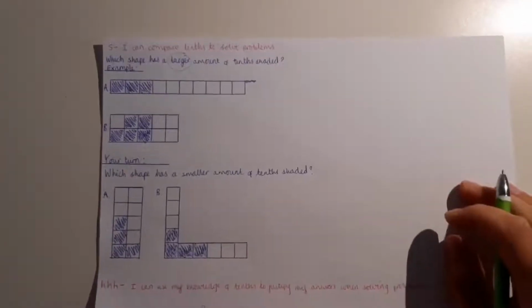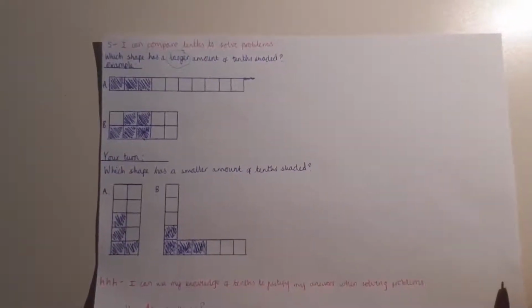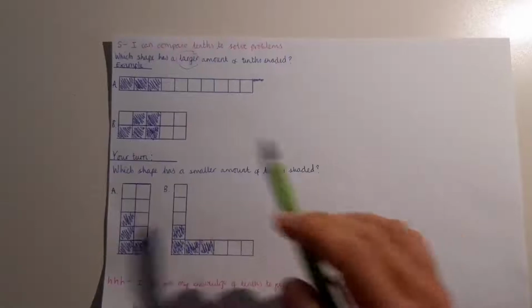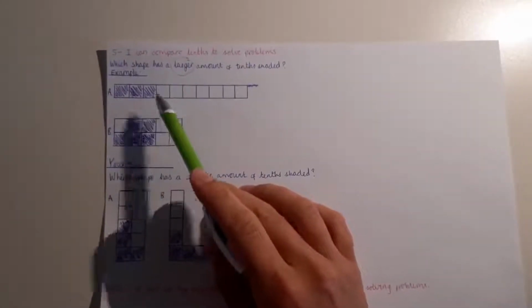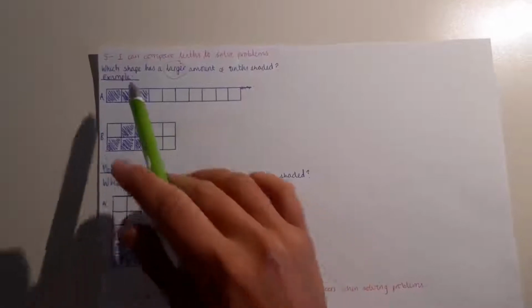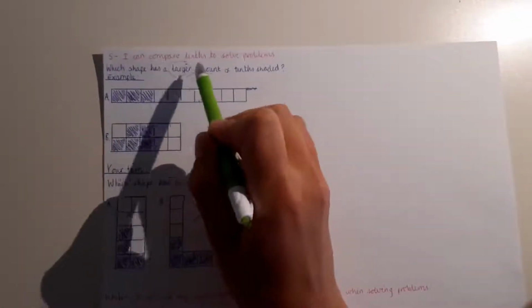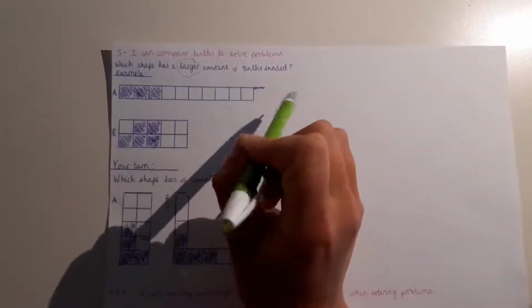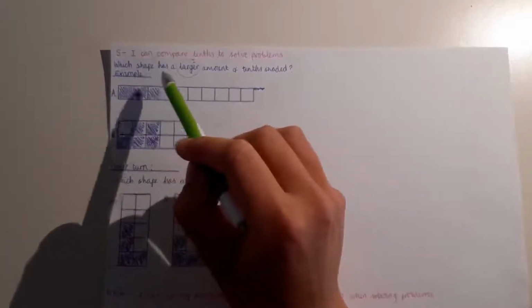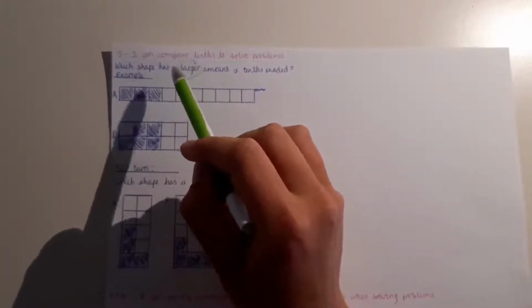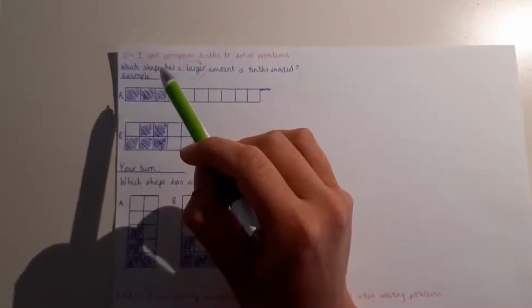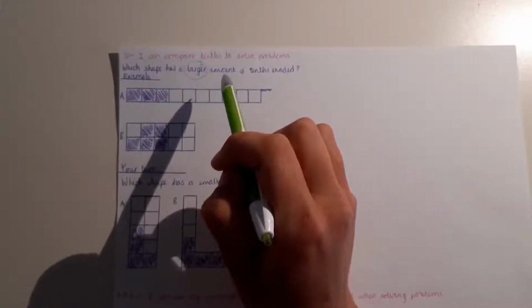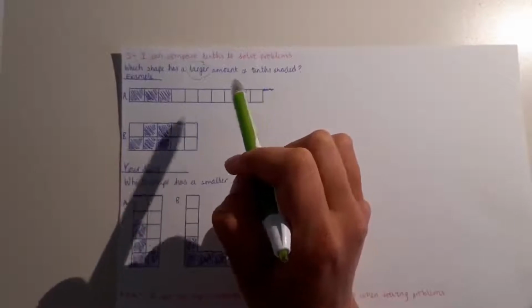Moving on, we're going to go on to the spicy success criteria, which is I can compare tenths to solve problems. So we'll go through one example together and the question is, which shape has a larger amount of tenths shaded? So we've looked through this question and found a key word, which is larger. So we're looking for the shape that has the most amount of tenths shaded.